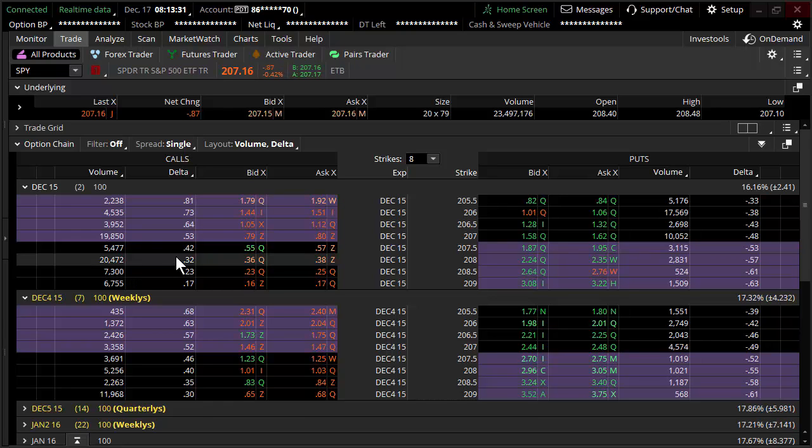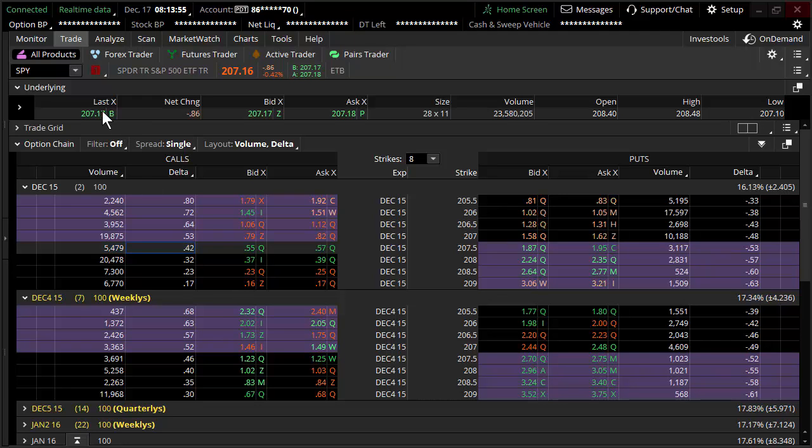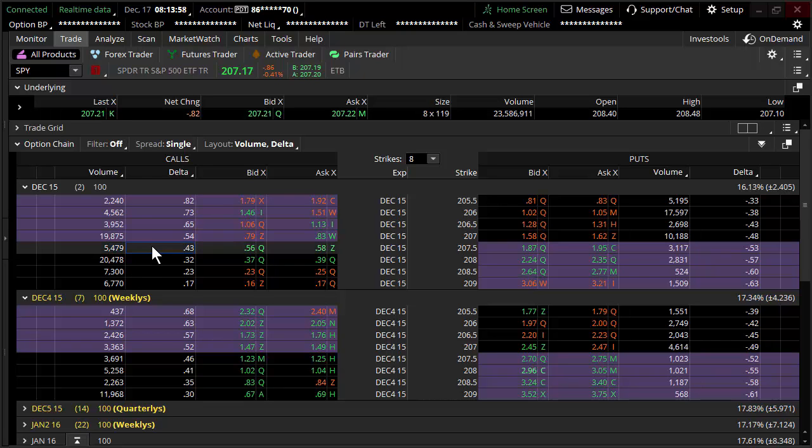Okay, so why delta? If we take a look at the standard definition of delta, and there's literally half a dozen definitions for delta, but the standardized definition is the rate of change of the option for every dollar increment move in the stock. So what it means is this option that's currently trading about 56 cents is going to be moving at about 42 cents for every $1 move in the spiders.